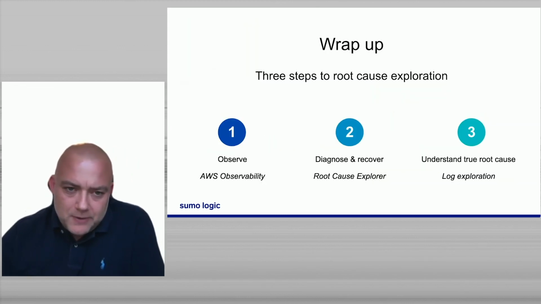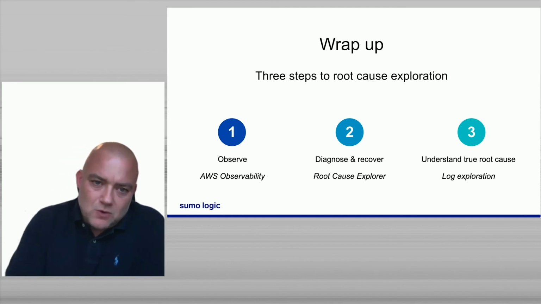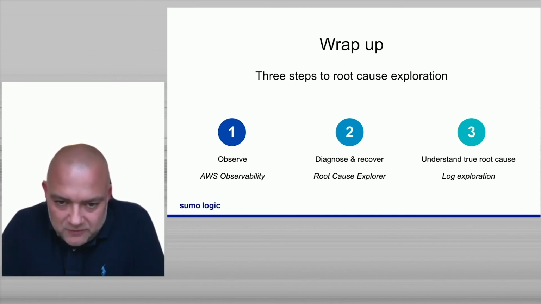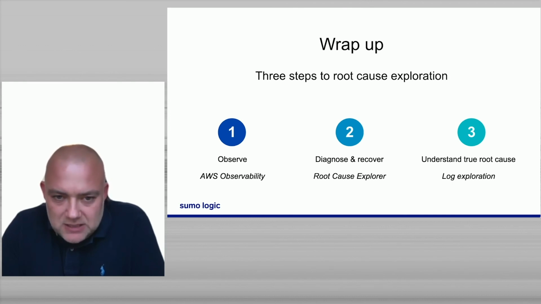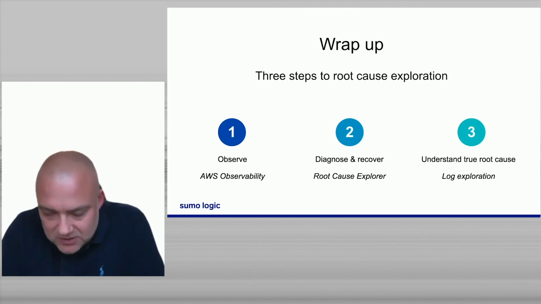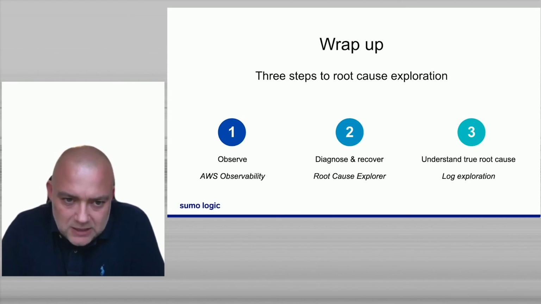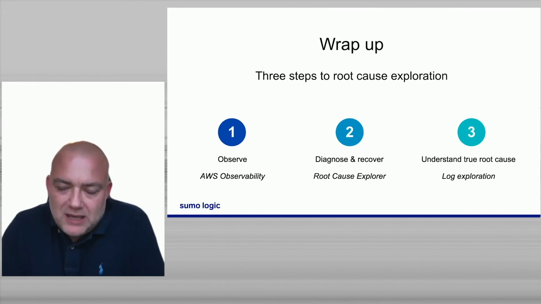And then to wrap up, three steps to root cause exploration. First one, observe. Use AWS observability. It makes it so much easier than building custom dashboards and looking at custom searches. All doable in Sumo Logic, of course, but it's much easier to use AWS observability. Second thing, diagnose and recover. Use the Root Cause Explorer. Get used to how it works. Get used to drilling through it.